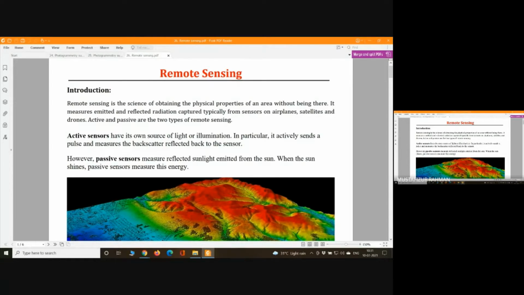Active remote sensing uses active sensors. Active sensors have their own source of electromagnetic wave. Passive sensors use electromagnetic waves from other sources. One common example is visible light: the sunlight emitted by the sun is used by passive sensors. So this is the basic difference between an active sensor and a passive sensor.